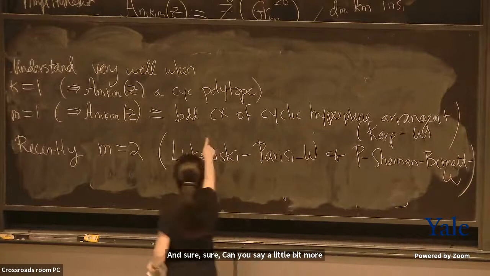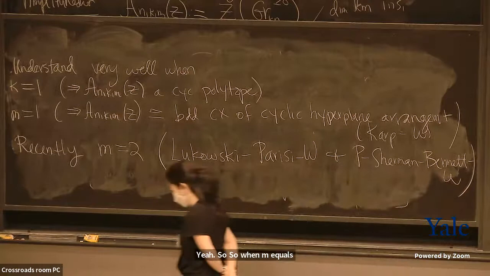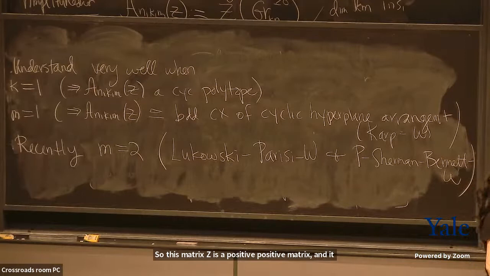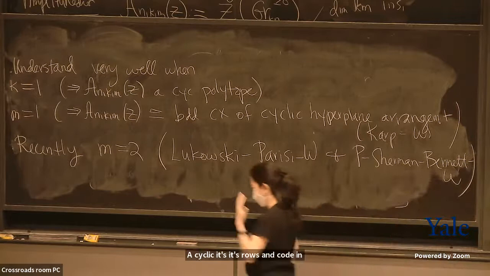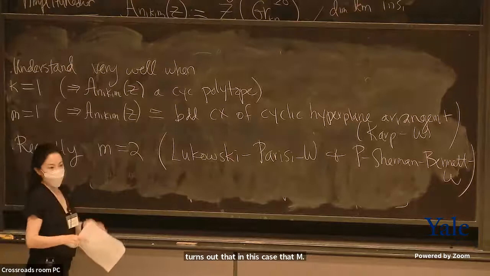This one here? Yeah. So when m equals 1, what happens is that this matrix Z is a positive matrix, and its rows encode the equations of a cyclic hyperplane arrangement. And it turns out that in this case, m equals 1 is in fact homeomorphic to the bounded complex of that cyclic hyperplane arrangement.